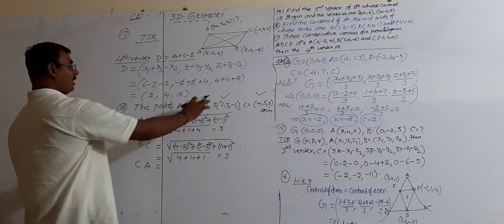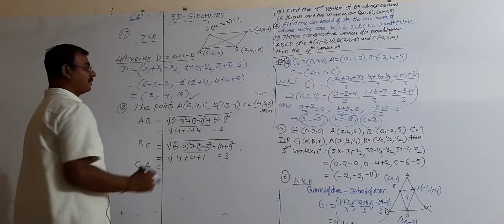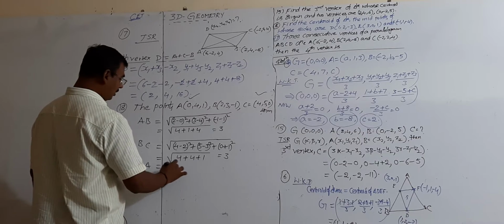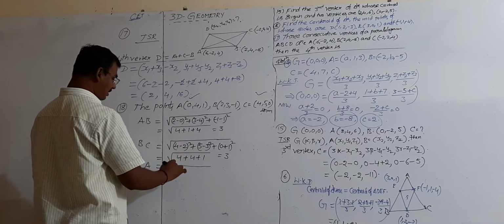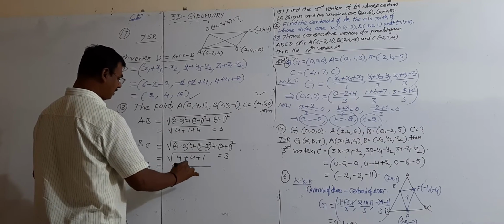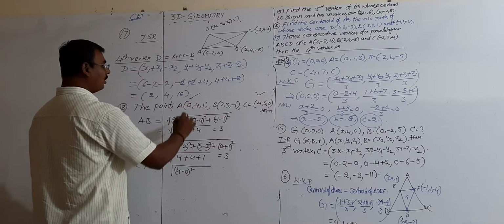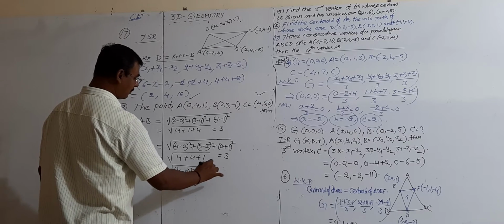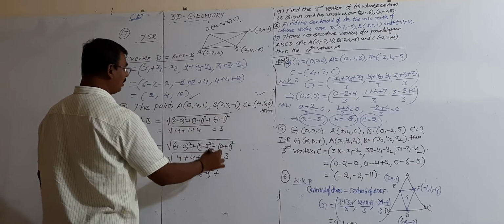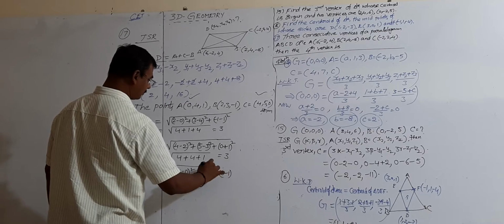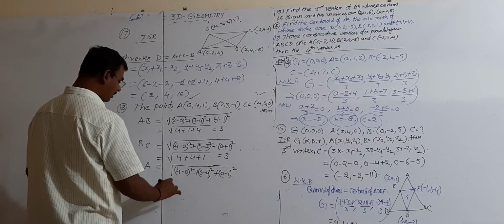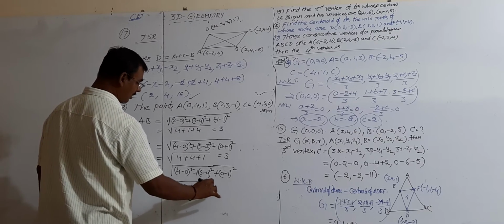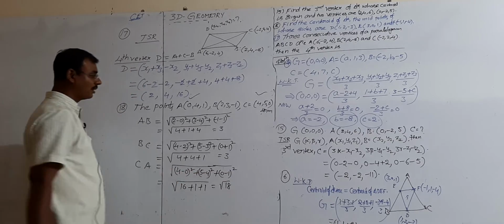AC distance. So AC distance means we calculate the points A and C. Square root of 4 minus 0 whole square, A minus B or B minus A, no problem, plus 5 minus 4 whole square, plus 0 minus 1 whole square. Simplify. Square root of 16 plus 1 plus 1, that is equal to square root of 18.